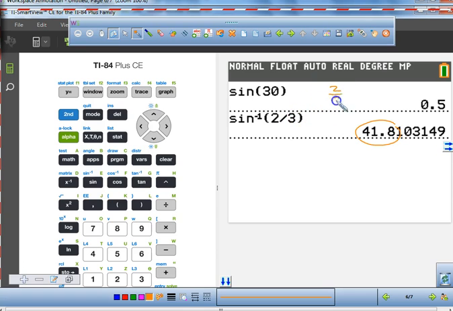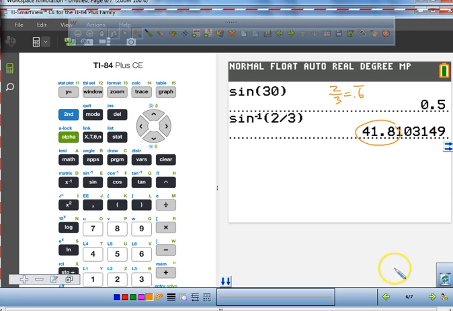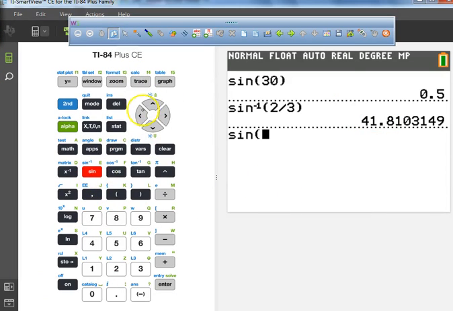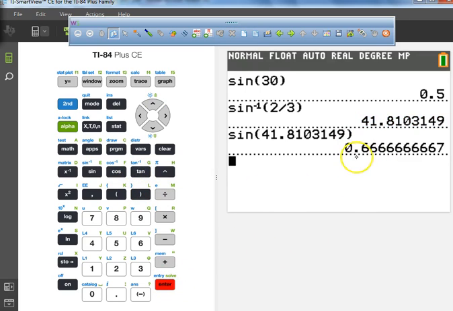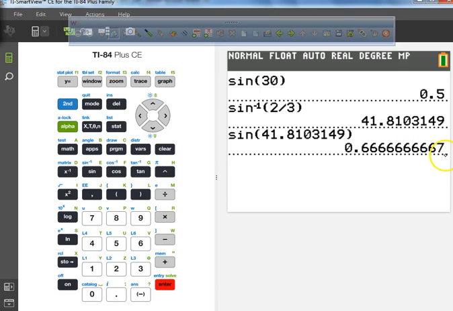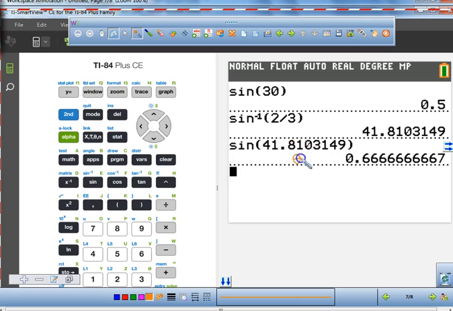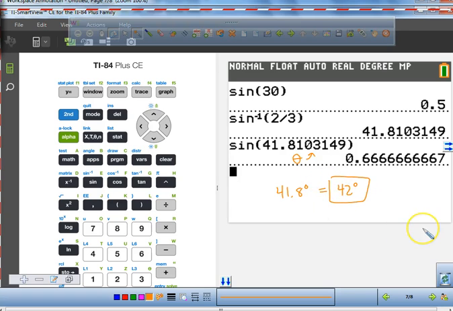Okay. By the way, what's 2/3 approximately equal to? That's equal to 0.6 repeating, right? So if I wanted to prove my answer, I could say the sine of the measure of this angle is equal to 0.6 repeating. So what's the measure of our angle? What is theta equal to? It's equal to 41.8 degrees, but it said rounded to the nearest whole degree, so your answer is 42 degrees.